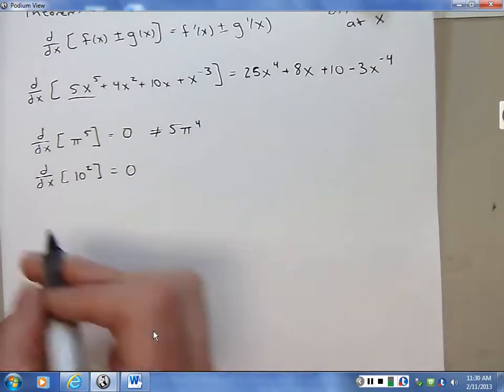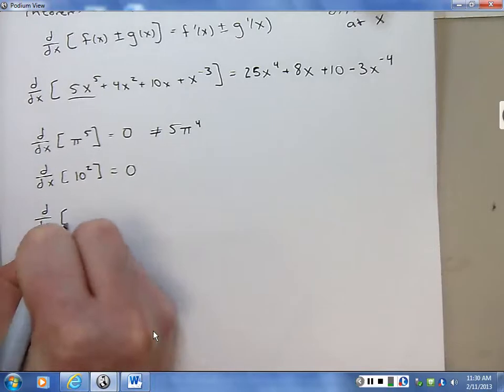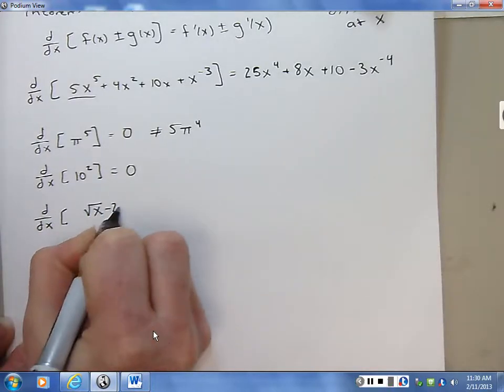So let's look at the example, the derivative with respect to x of square root of x minus 2x over square root of x.